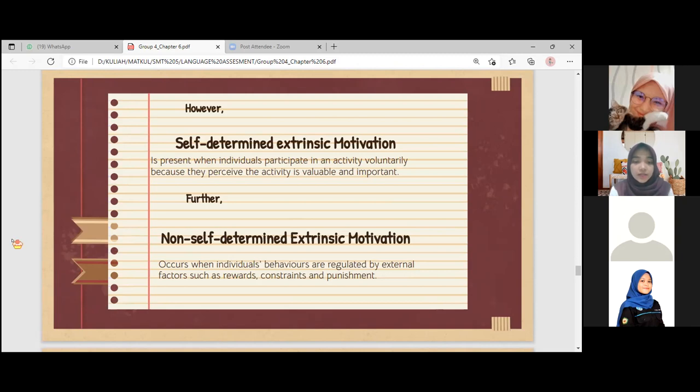Further, non-self-determined extrinsic motivation occurs when individuals' behaviors are regulated by external factors such as reward, constraint, and punishment. This type of motivation is extrinsic because the reason individuals participate in an activity lies outside the activity itself. For example, family pressure. That is, the behavior is not self-determined. Individuals feel an obligation to engage and are regulated by external reward, constraint, or punishment. If the assessment practices teachers employ make students feel that their learning is driven by external rewards, such as bonus marks in grading or prizes from teachers, students are non-self-determined extrinsically motivated.